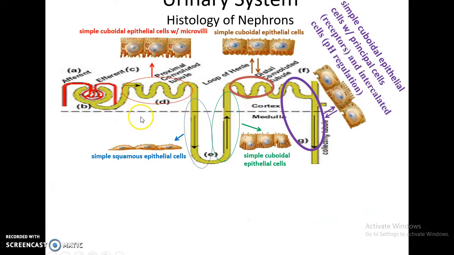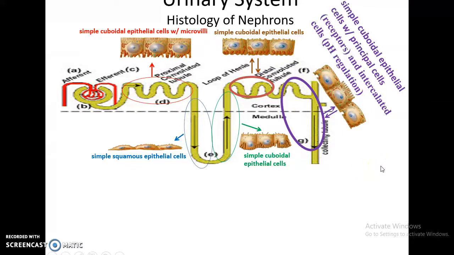All right, so we have within the proximal convoluted tubules simple cuboidal epithelial cells with microvilli. They are big on the tubular reabsorption, returning things to the bloodstream. Then we have the nephron loop with simple squamous cells and simple cuboidal cells, again returning things to the bloodstream, tubular reabsorption.